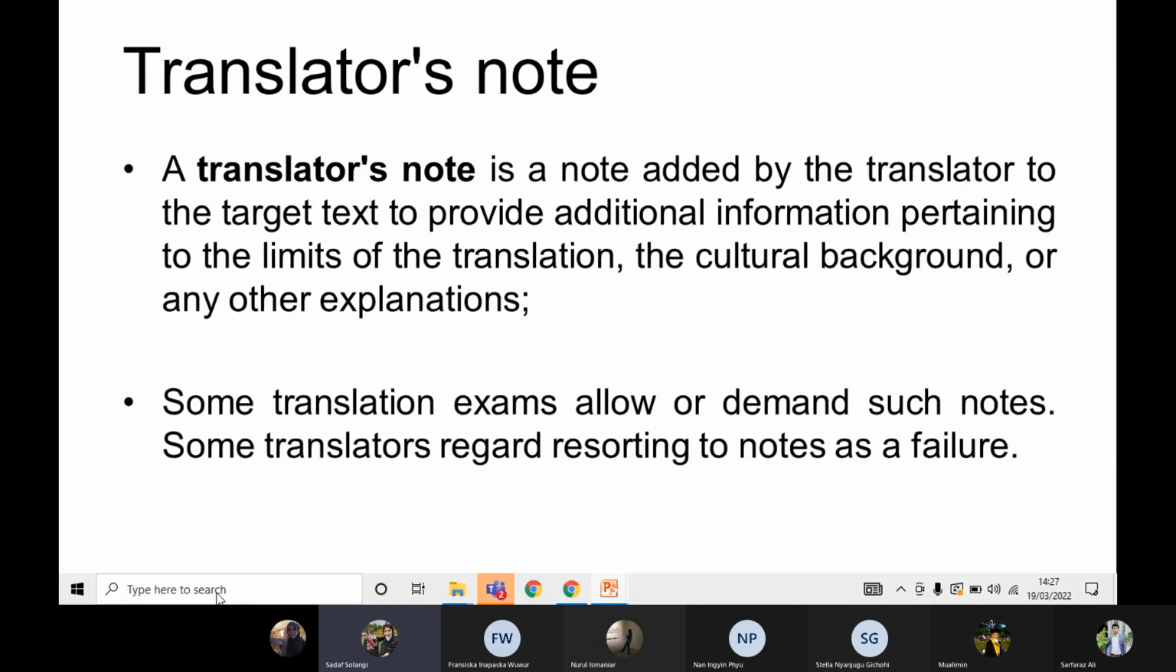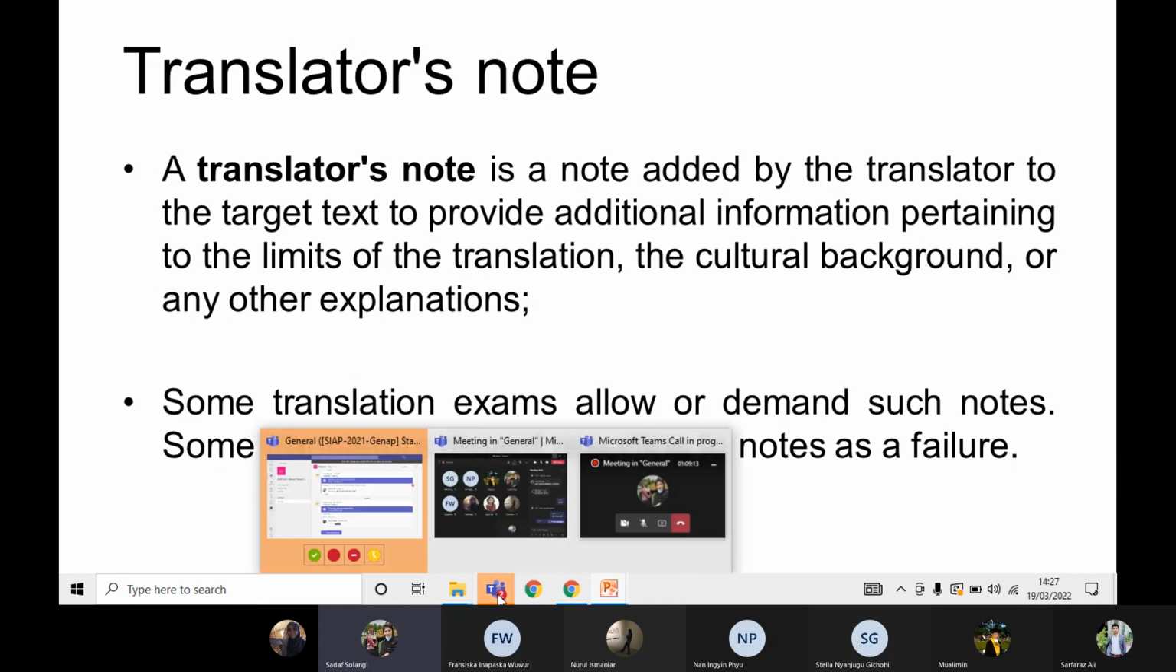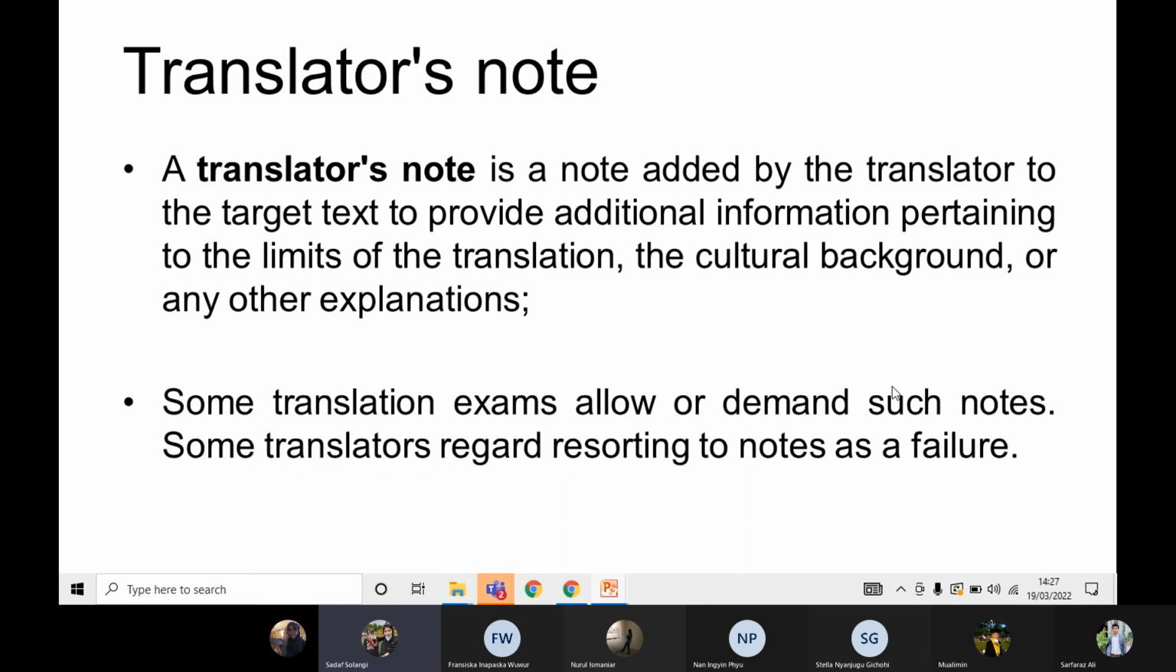Yeah. So we have another term, that is translator's note. A translator's note is a note added by the translator to the target text to provide additional information pertaining to the limits of the translation, the cultural background, or any other explanation. Some translation exams allow or demand such notes, while some translators regard resorting to notes as a failure.